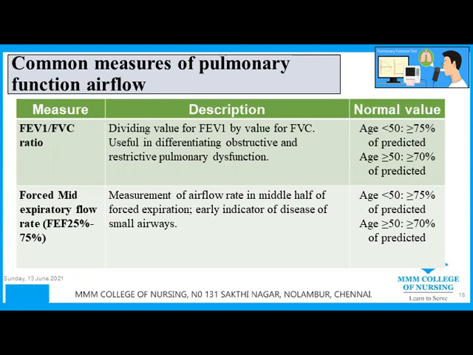Forced mid expiratory flow rate. It is the measurement of airflow rate in the middle half of the forced expiration. It is an early indicator of disease of small airways. The normal value, if the age of the patient is less than 50, will be more than or equal to 75% of predicted. If the age of the patient is more than or equal to 50, the normal value will be more than or equal to 70% of predicted.